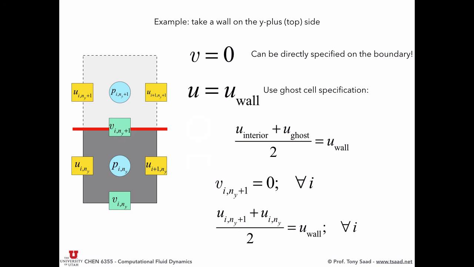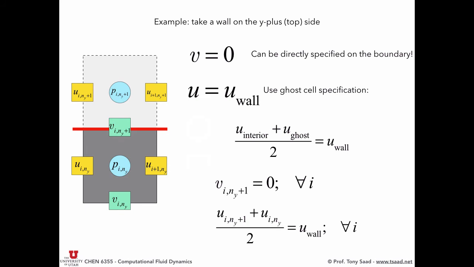Okay? Now, what about the U velocity? We don't have a degree of freedom for U at the surface. And if this wall is moving, we're going to have to set a value. It could be 0 either way. So what do we do? We average. We have U's over here, and we have U over here. We just take an average. So we say U interior plus U ghost over 2 equals U wall. And in this case, this is saying U i, ny plus 1 plus U i, ny, for all i, over 2 equals U wall.